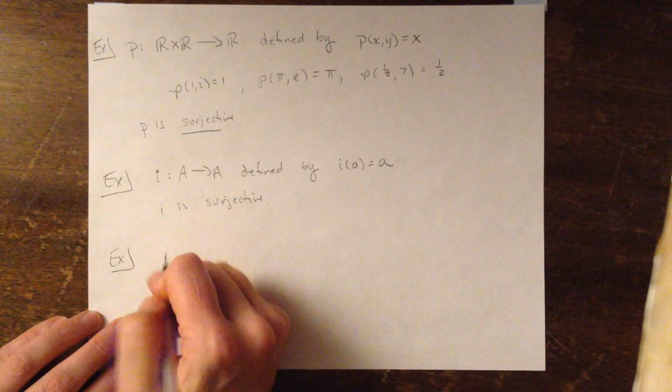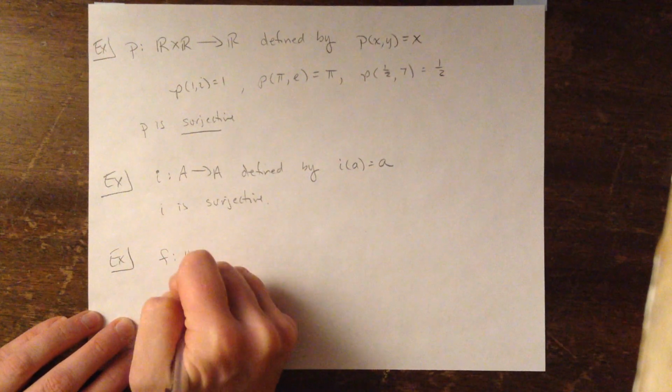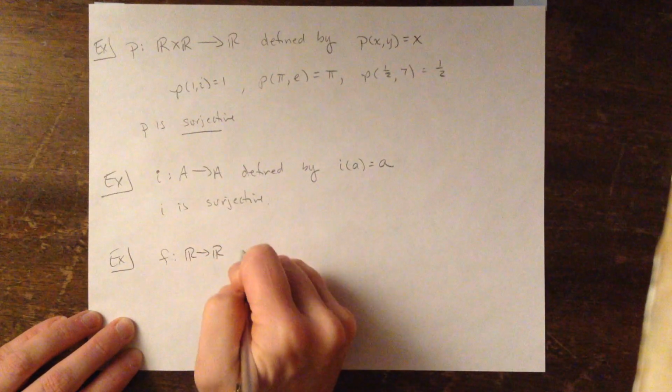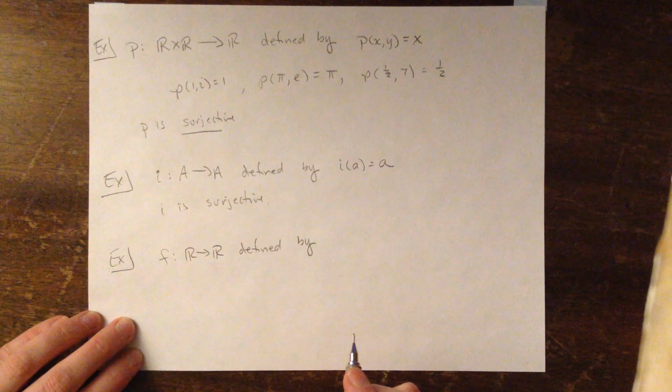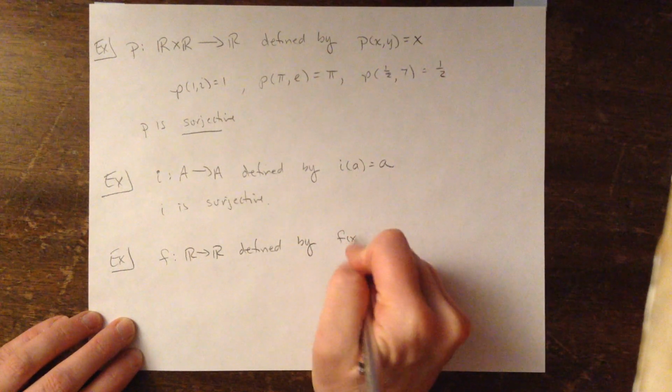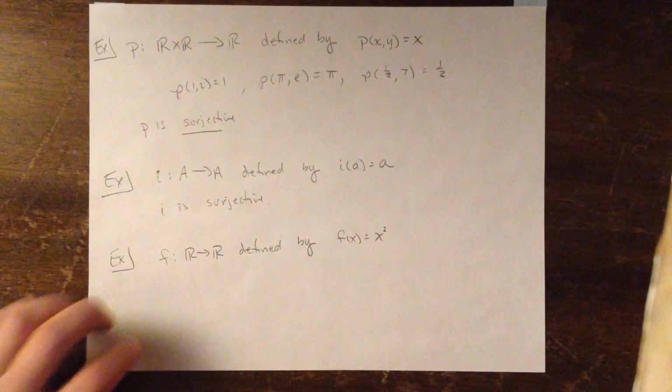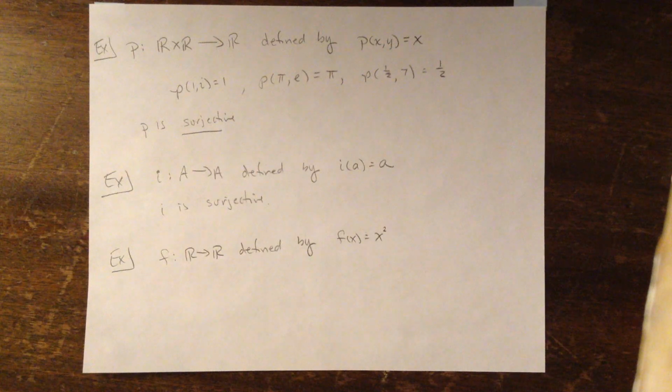Let's do a function we're all familiar with next. So we'll do f from the reals to the reals, defined by, let me do a familiar one, f of x equals x squared. So how about this one? Surjective, not surjective?